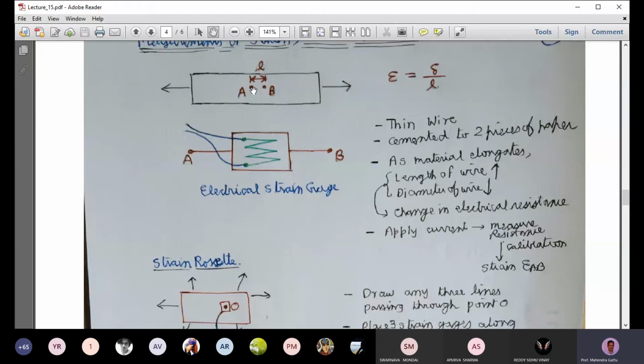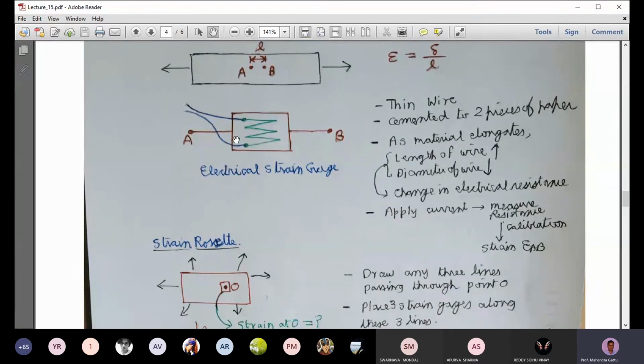Under the action of the loads, the distance between A and B will increase by a small amount delta. So the strain corresponding to this length AB will be delta by L. To do the measurement, we have a small strain gauge fixed between points A and B. So the strain gauge is shown here.